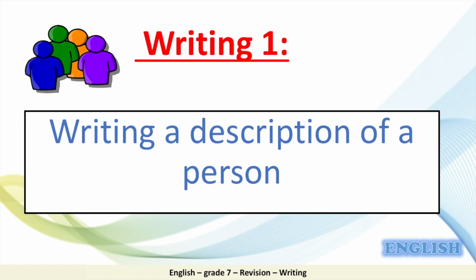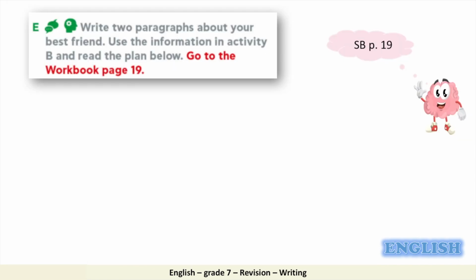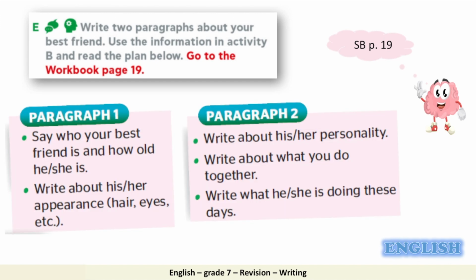Now let's start with the first writing topic from Unit 1, which is writing a description of a person. So have your workbook open at page 19 and 20 and your student book open at page 19. Now, do you remember what to include in the first writing topic? Bravo! Your writing must have 2 paragraphs describing your best friend.